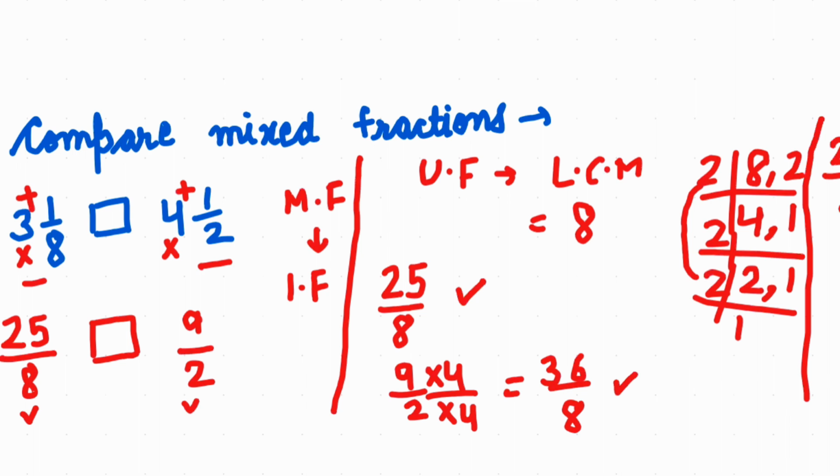Now at last, we will give the answer like this. 25 by 8 comes from 3 is to 1 by 8. So we will write this. And 36 by 8 comes from 9 by 2. And 9 by 2 comes from 4 is to 1 by 2. So at last, we will give the final answer in the mixed form only.